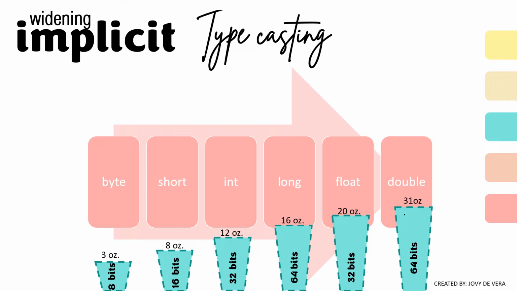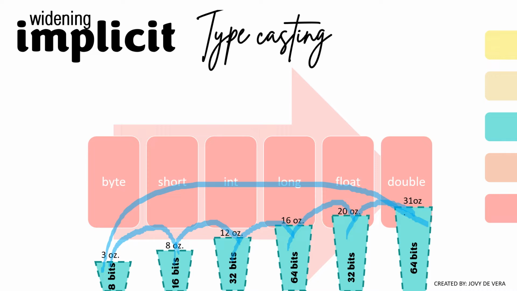Is there any leakage if we transfer the contents of the 3 ounce cup to the 8 ounce cup? From 3 ounce to 8 ounce? Absolutely none, right? Because 8 ounce is greater than 3 ounce. Same is true from 8 to 12, 12 to 16, 16 to 20, and then 20 to 31, or even from 3 to 31.